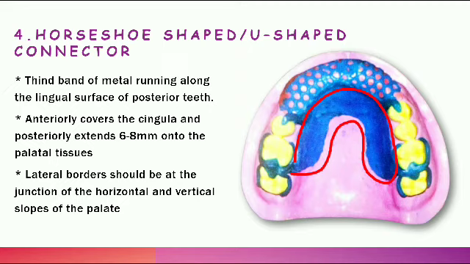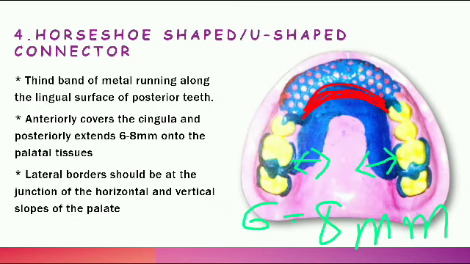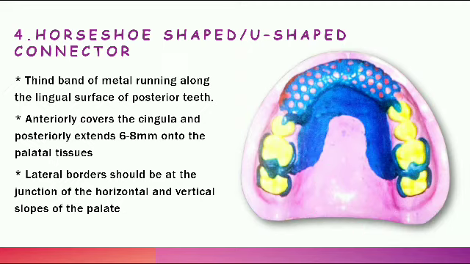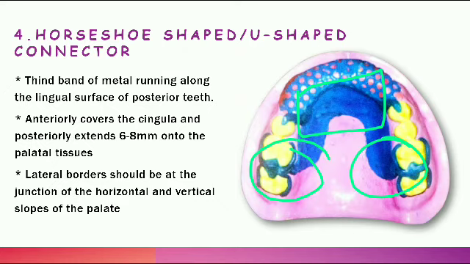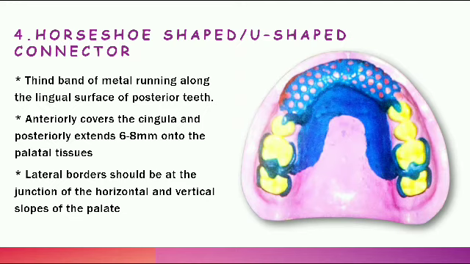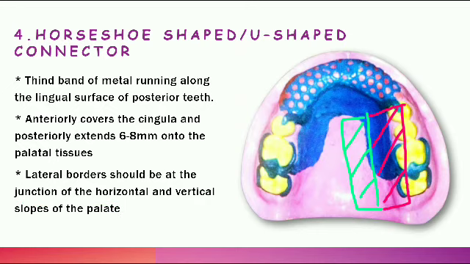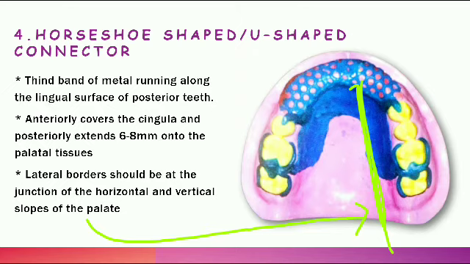Now anteriorly, this same lingual band covers the cingula, and posteriorly it extends 6 to 8 millimeter onto the palatal tissues. You can see that anteriorly it is covering the cingula, whereas posteriorly it is extending 6 to 8 millimeter onto the palatal tissues. Now moving on to the third point, the lateral borders should be at the junction of the horizontal and vertical slopes of the palate. Suppose this is your horizontal slope, and this is your lateral, or vertical, slope. This is the junction of both slopes, so the lateral borders should be placed at this junction.